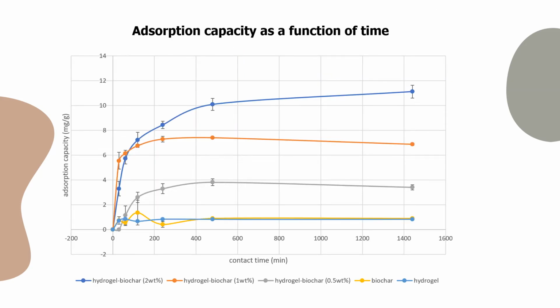Next, the absorption capacity as a function of time. The hydrogel biochar achieved absorption capacity of 3.39, 6.87 and 11.11 mg per gram for hydrogel biochar 0.5, 1 and 2% respectively. Meanwhile, hydrogel and biochar alone show lower absorption capacity with 0.83 and 0.98 mg per gram respectively.